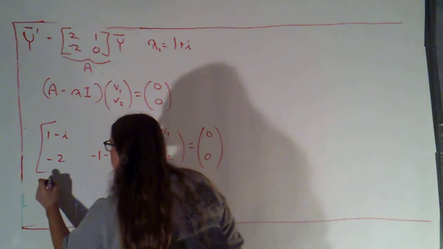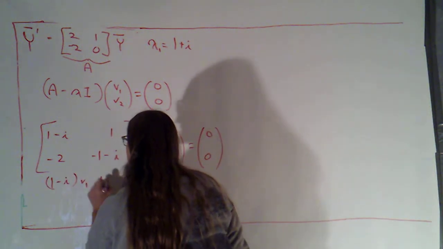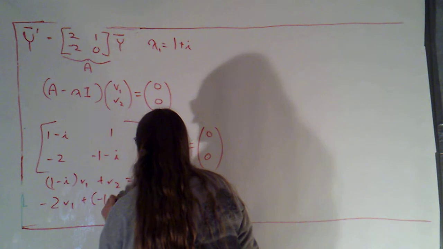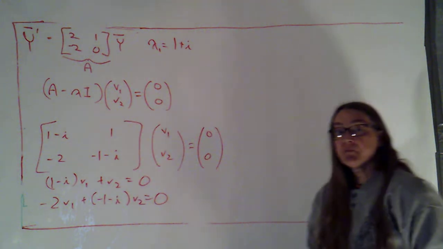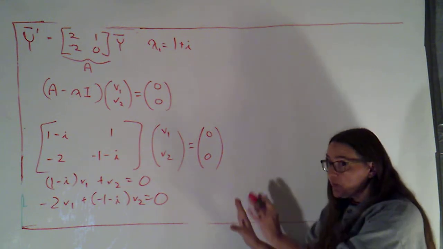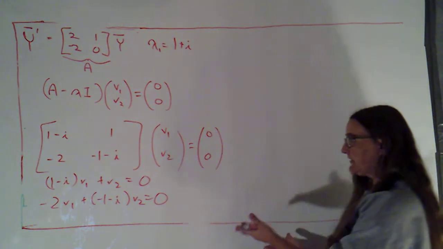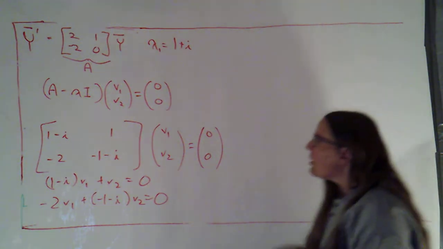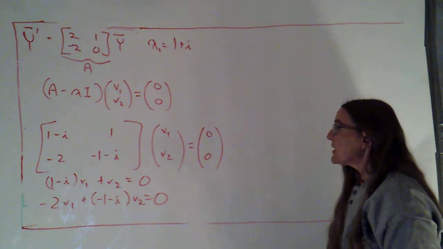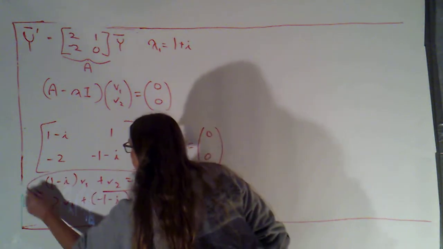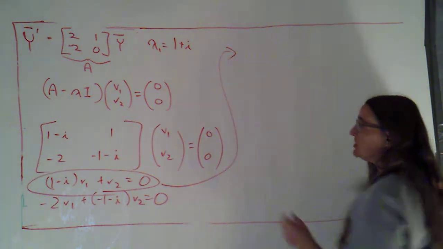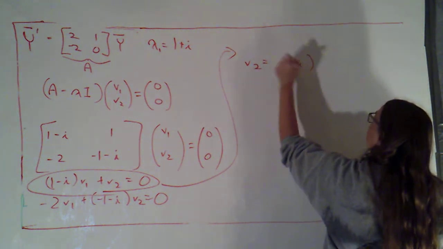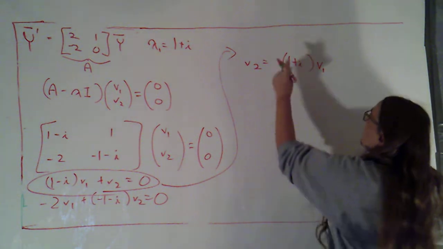So that gives me this lovely system of equations. 1 minus i times v1 plus v2 equals 0, and negative 2 v1 plus negative 1 minus i times v2 is equal to 0. Again, when we're working in the complex numbers, it's not super obvious that this is a dependent system. I don't just look at that and say, clearly the second equation is a multiple of the first. But I know that it is, because I know that 1 plus i was an eigenvalue. So that means I really just need to solve one of these. So I'm going to take this equation, and I'm going to solve it for v2. So v2 is just negative 1 plus i copies of v1.